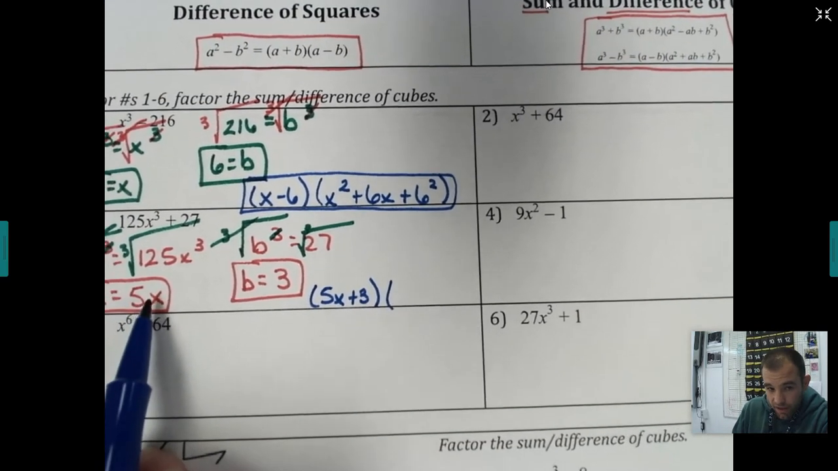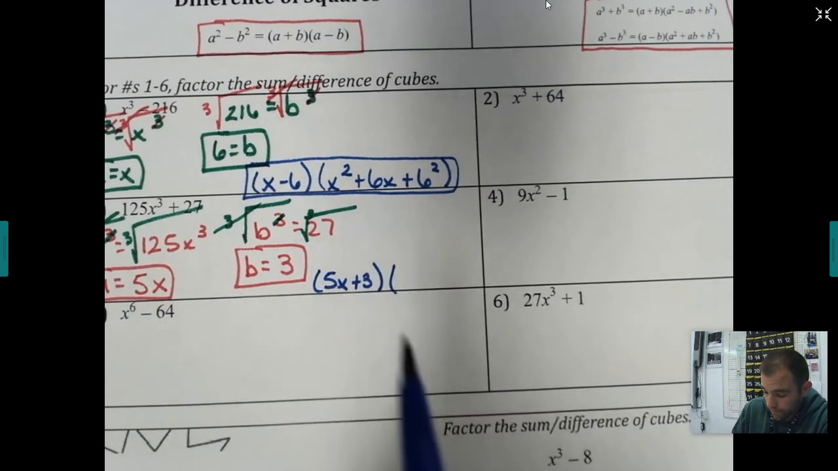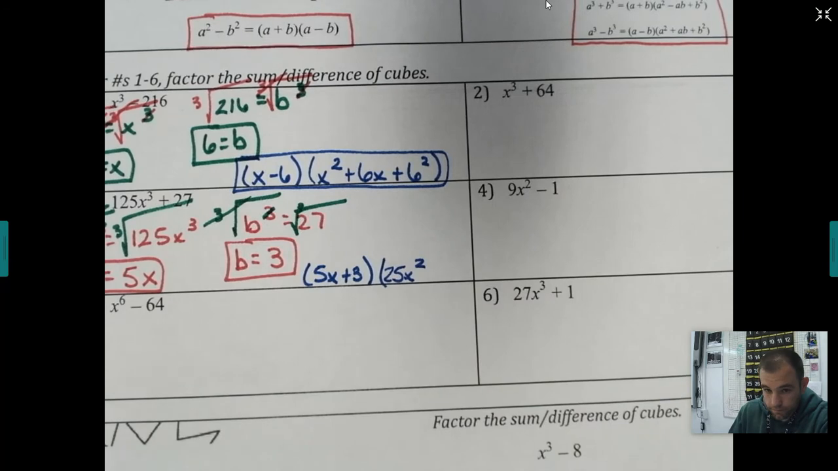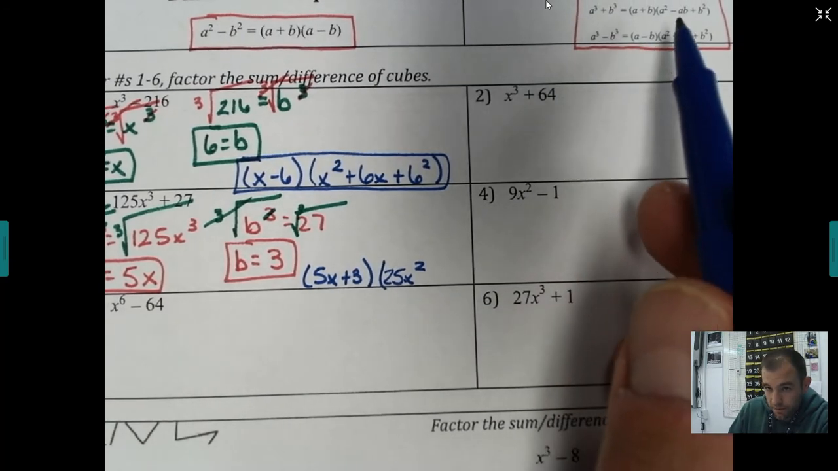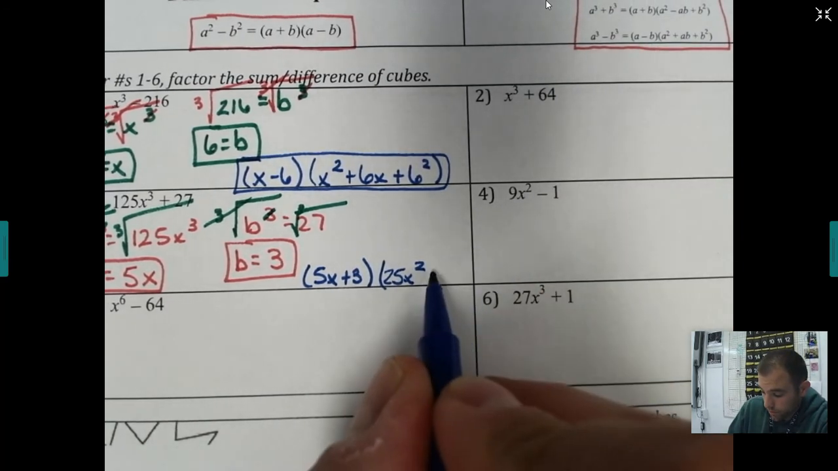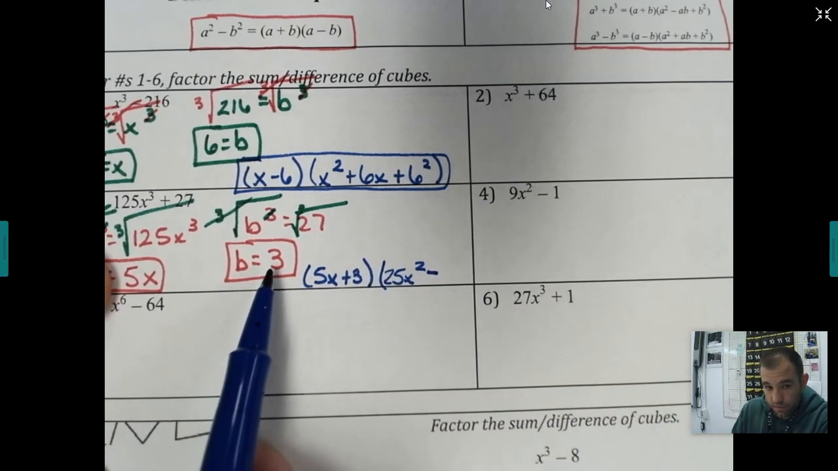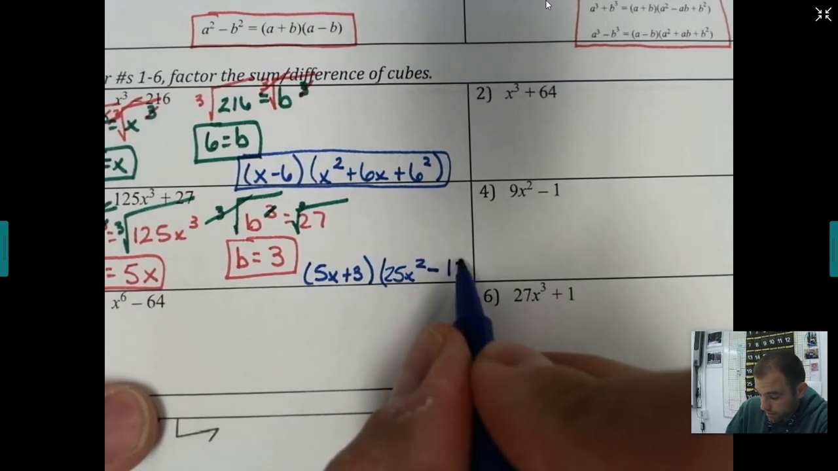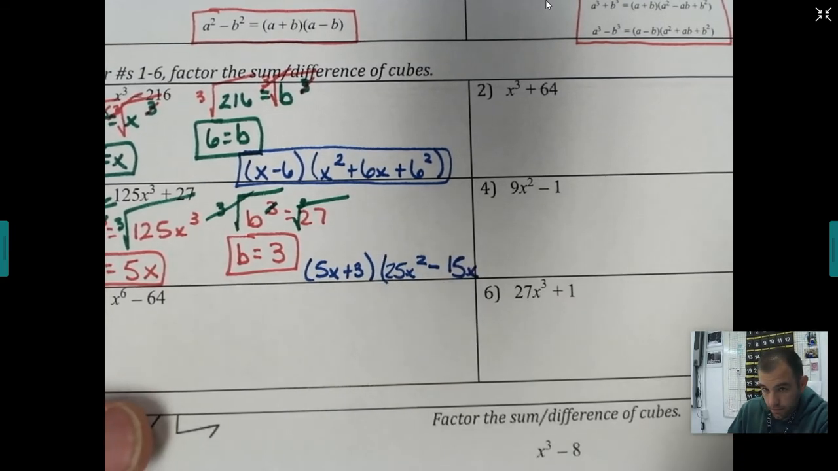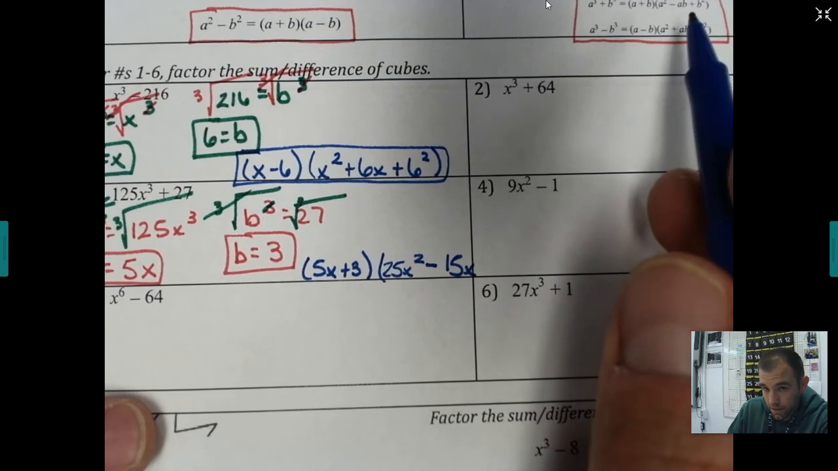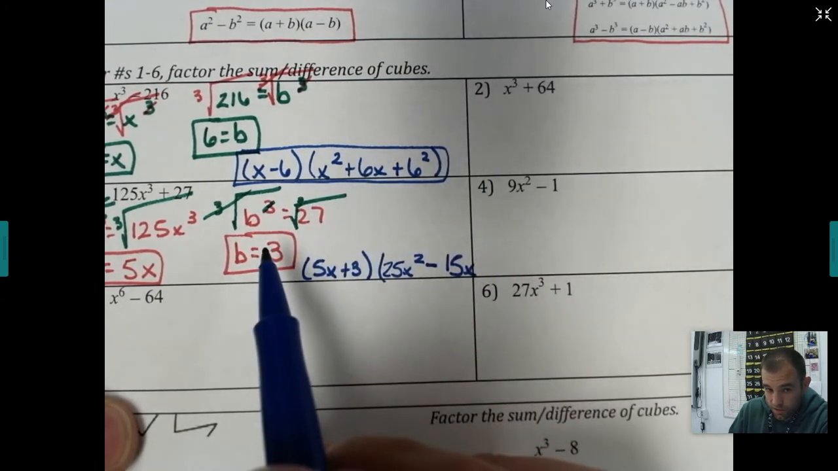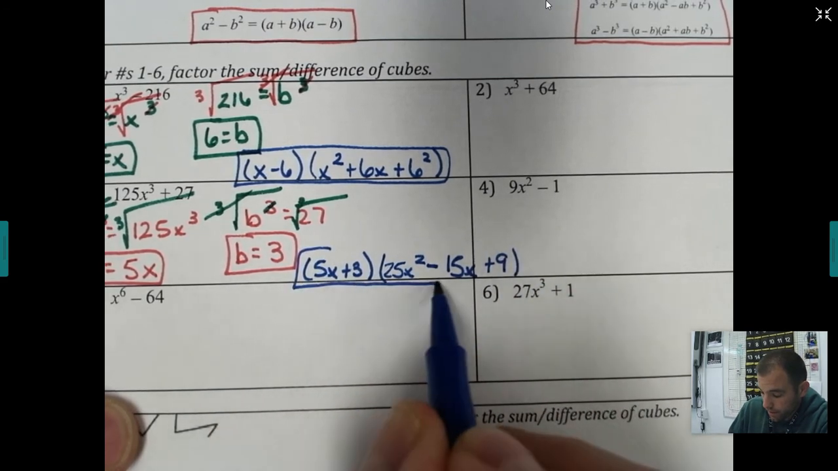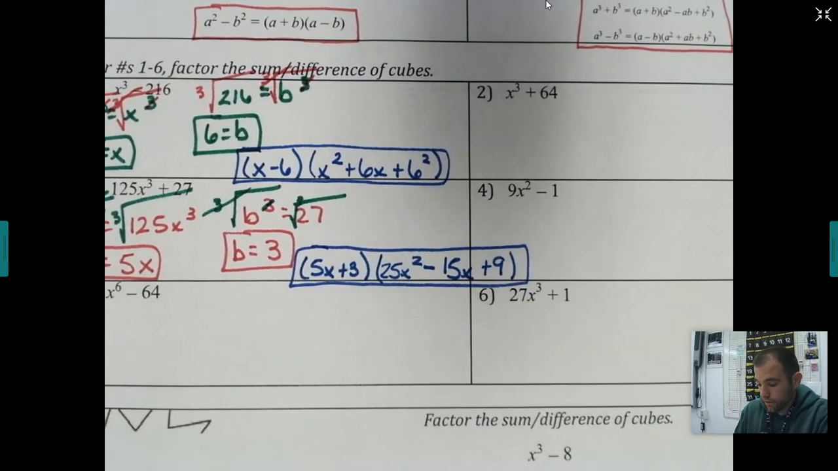Well, if a is 5x and I squared it, 5x times 5x is 25x squared. The middle says minus a times b. So minus a times b. 3 times 5x is 15x. And then the last one says plus b squared. Well, if b is 3 and I squared it, I would get 9. That is our final answer.